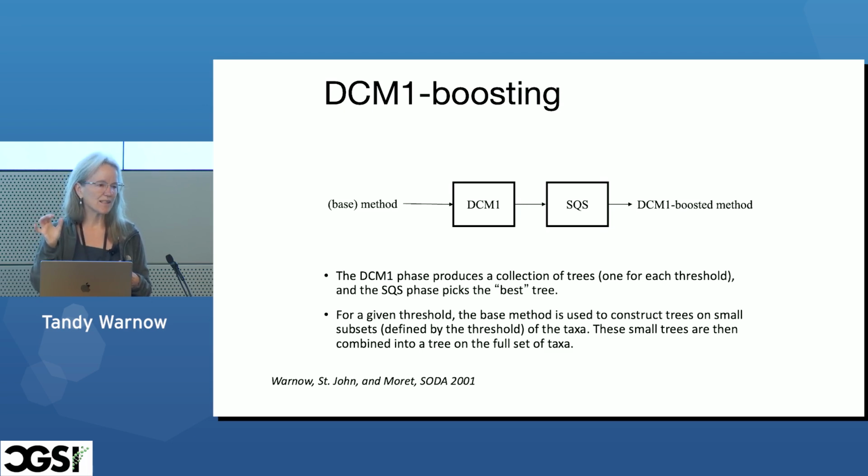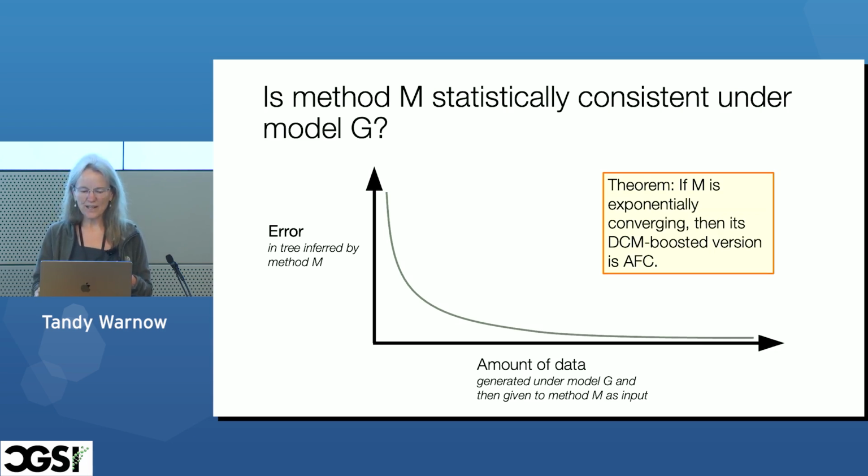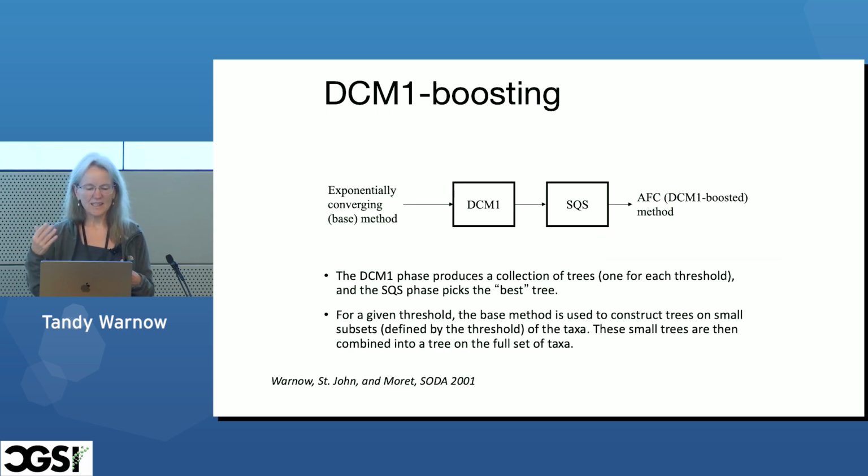In the second stage, you score the trees, and you pick the tree that has the best score using a quartet-based technique. So this two-stage technique has this really nice theorem, which is that if you start with a statistically consistent method, you maintain statistical consistency. But better, if you start with something exponentially converging, it becomes absolute fast converging. So it's a generic technique for taking a method and making it a new method. And this new method is the DCM-boosted version of the method.